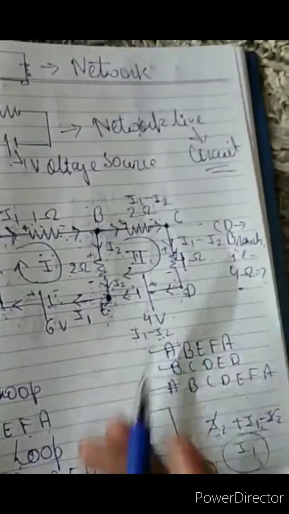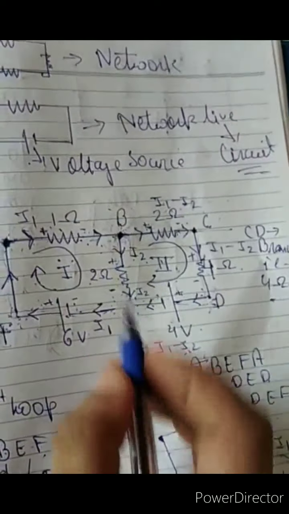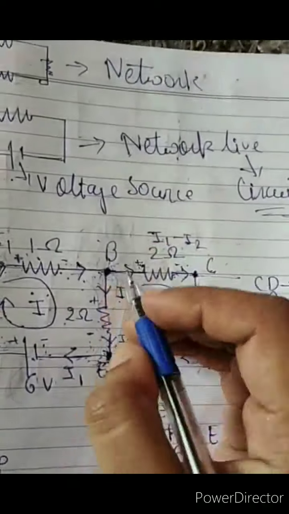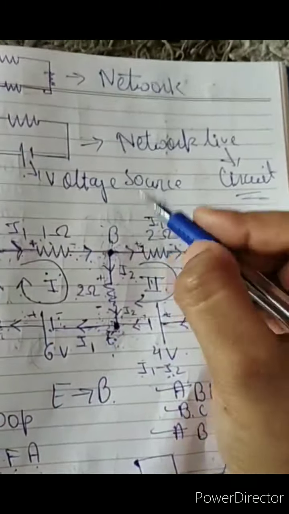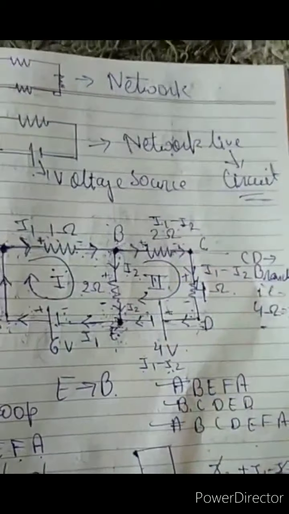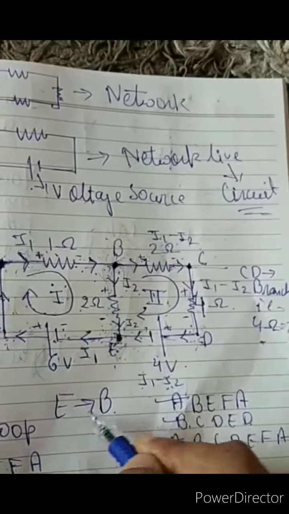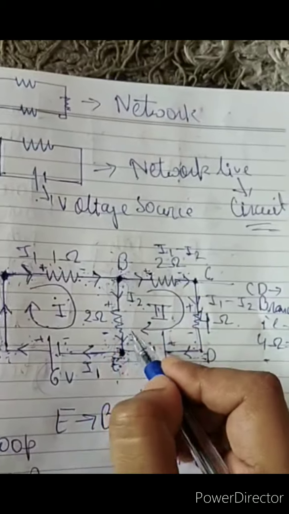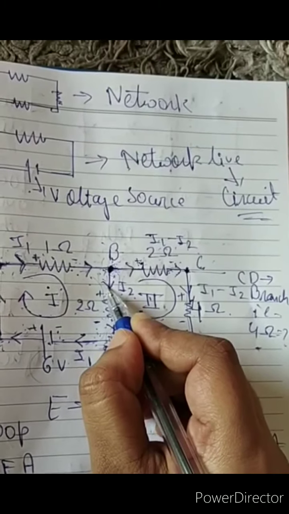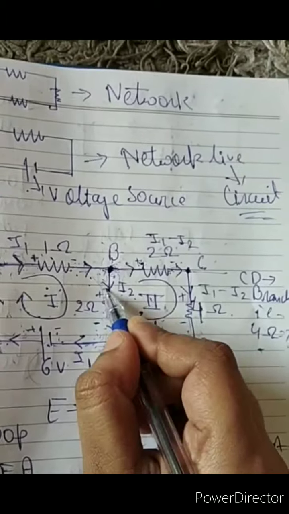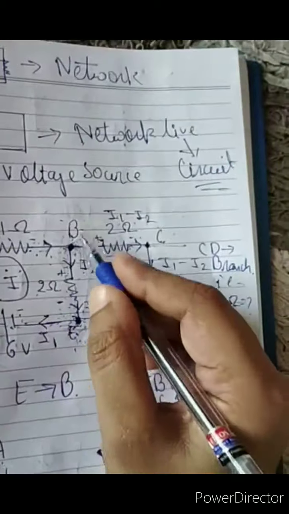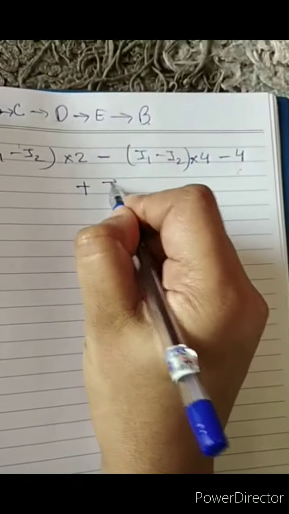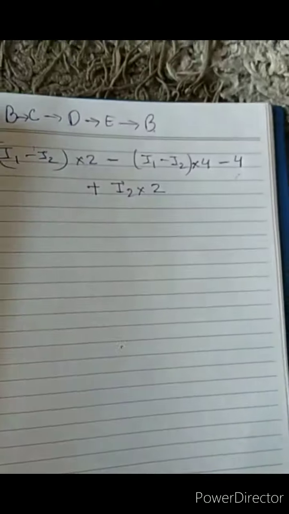Okay, now E to B. Look carefully. My direction is from E to B, and the current is from B to E. Current direction is from B to E, and I am going E to B. So I am going from lower to higher potential, minus to plus direction. So now it will be positive. Plus, and what is the current in this branch? It's I2. So I2 into 2.